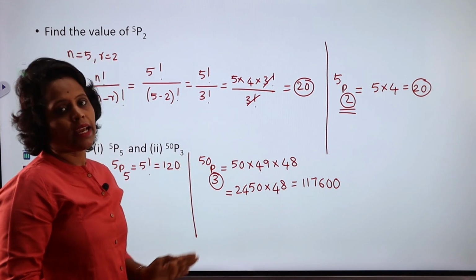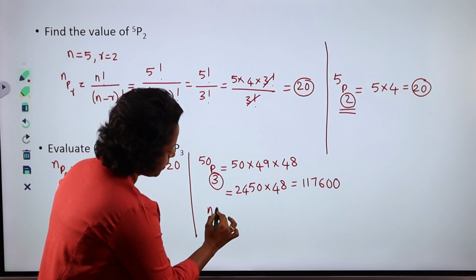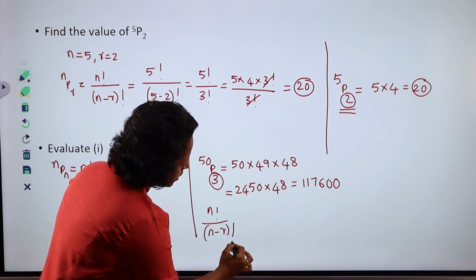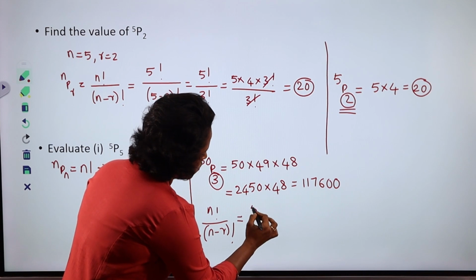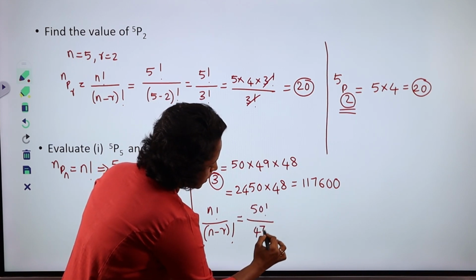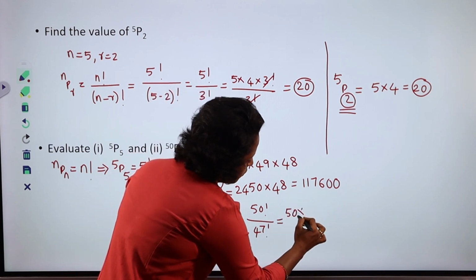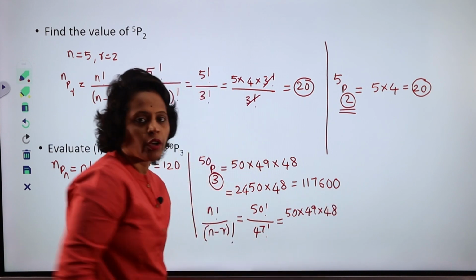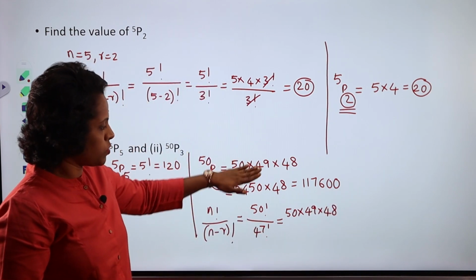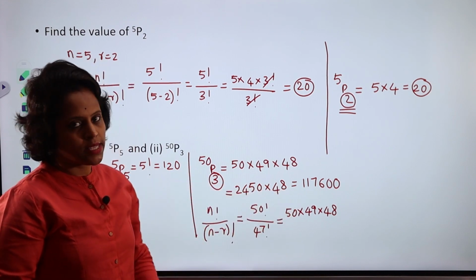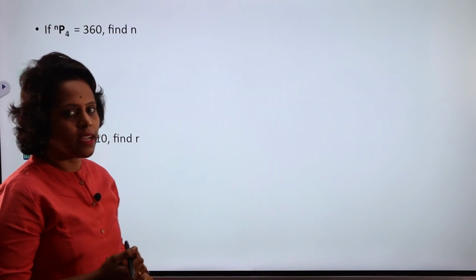Otherwise, 50P3 you can substitute in the formula nPr, that is n factorial by (n minus r) factorial. This can also be written as 50 factorial divided by (50 minus 3) factorial, which is 47 factorial. We are left with 50 into 49 into 48. I am skipping these steps so that it becomes a trick for you and you get the answer as 117600. Let's see the next question.